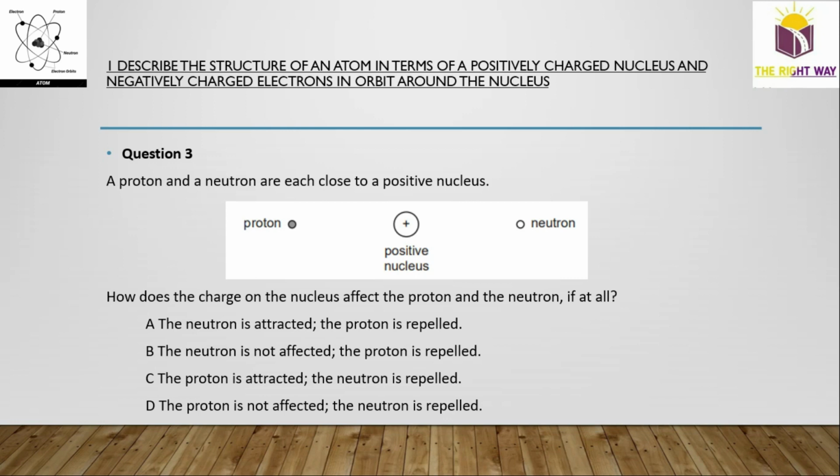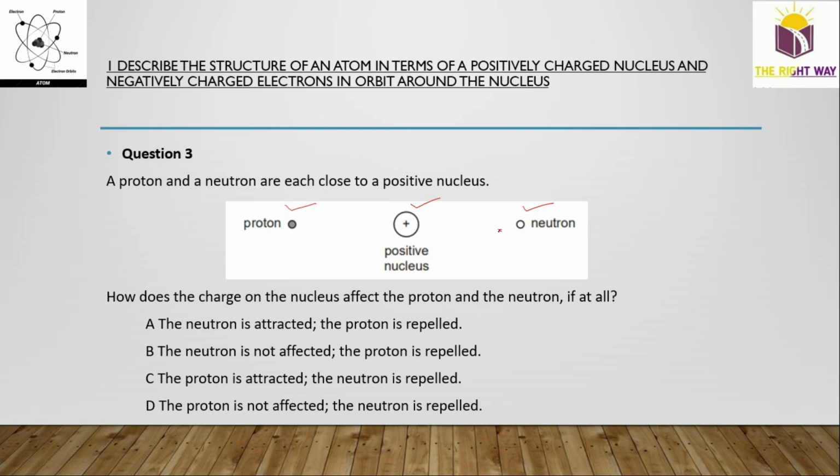A proton and a neutron are each close to a positive nucleus. The center one is the positive nucleus, and we have a neutron and a proton on both sides of the positive nucleus. How does the charge on the nucleus affect the proton and neutron, if at all?